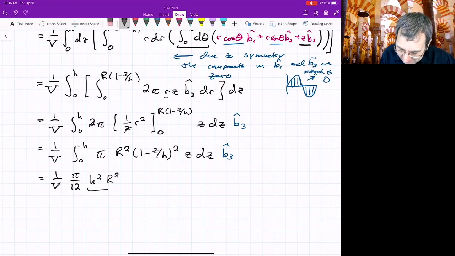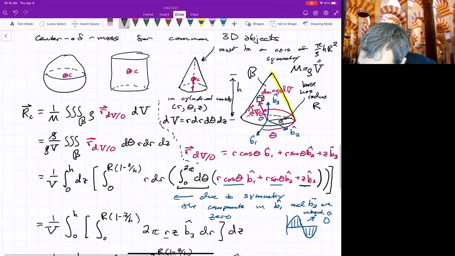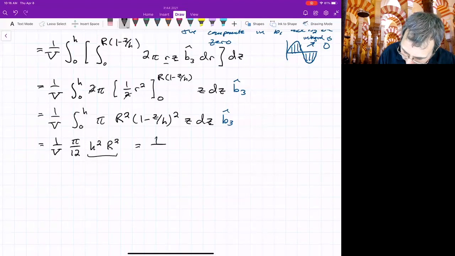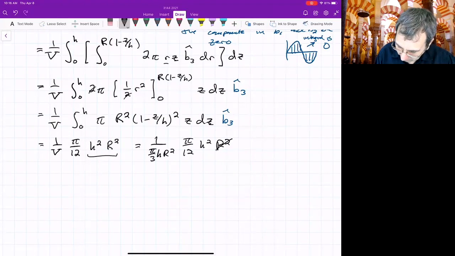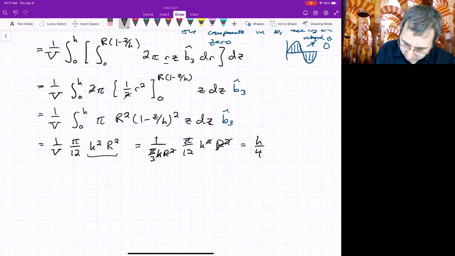This has dimensions of length to the fourth. V has dimensions of length to the third. So if we then substitute in what we have for V, and it's been so long since we looked at it, pi over 3 h R squared in the upper right up there. Okay, got it. 1 over pi over 3 h R squared, times pi over 12 h squared R squared. So many pi's and things. Wow, the R's cancel out. Got some pi's canceling out. We're left with h over 4. And I am forgetting this B3. This is a vector.